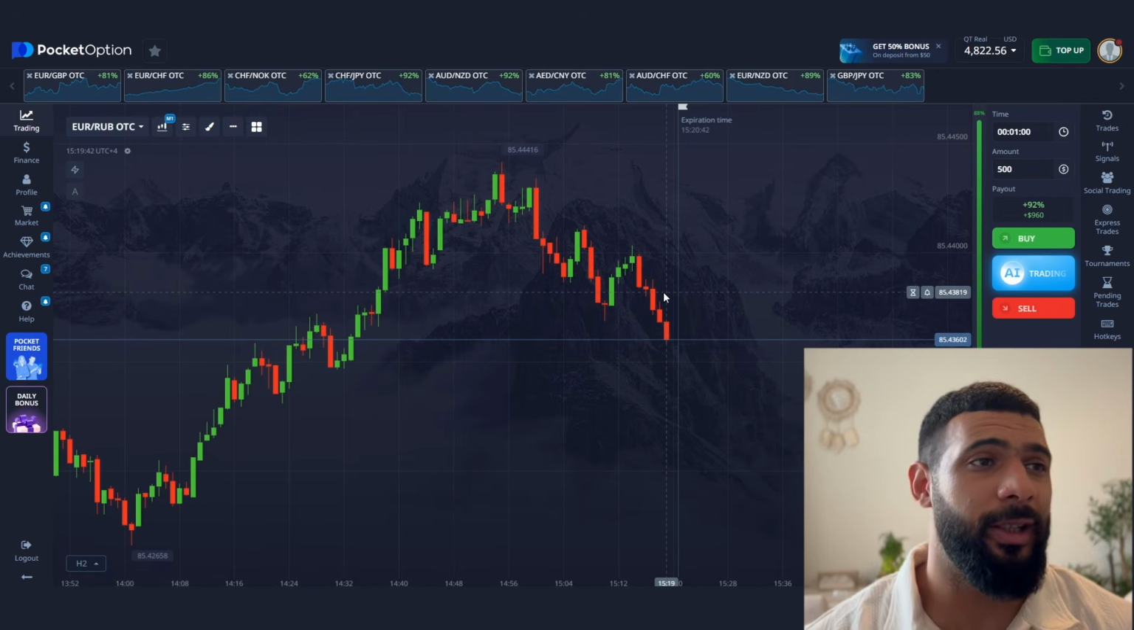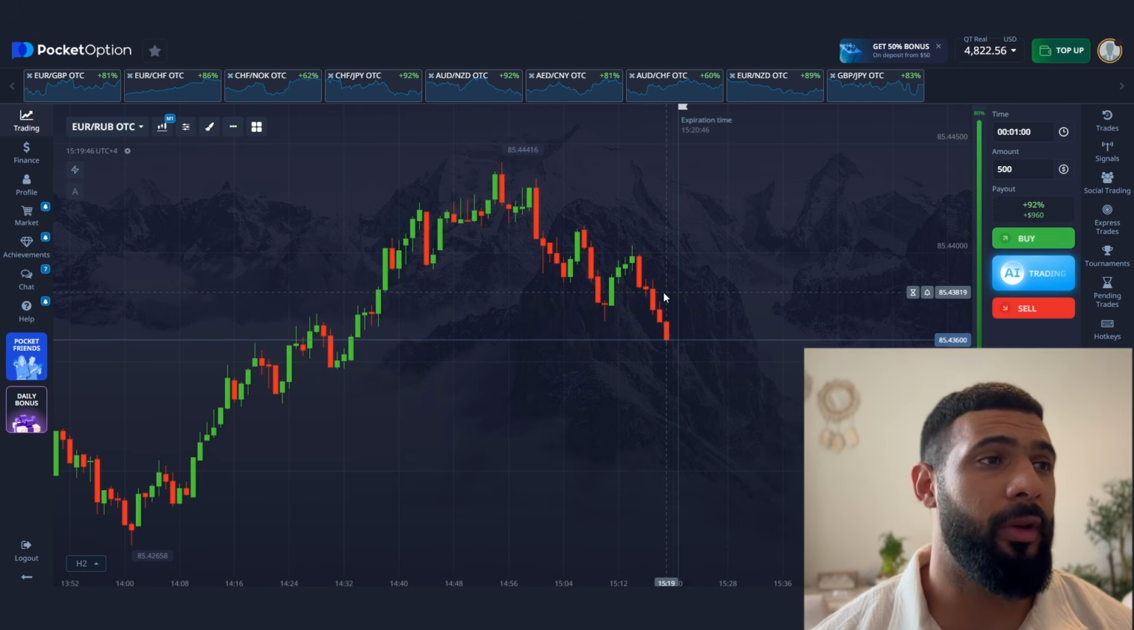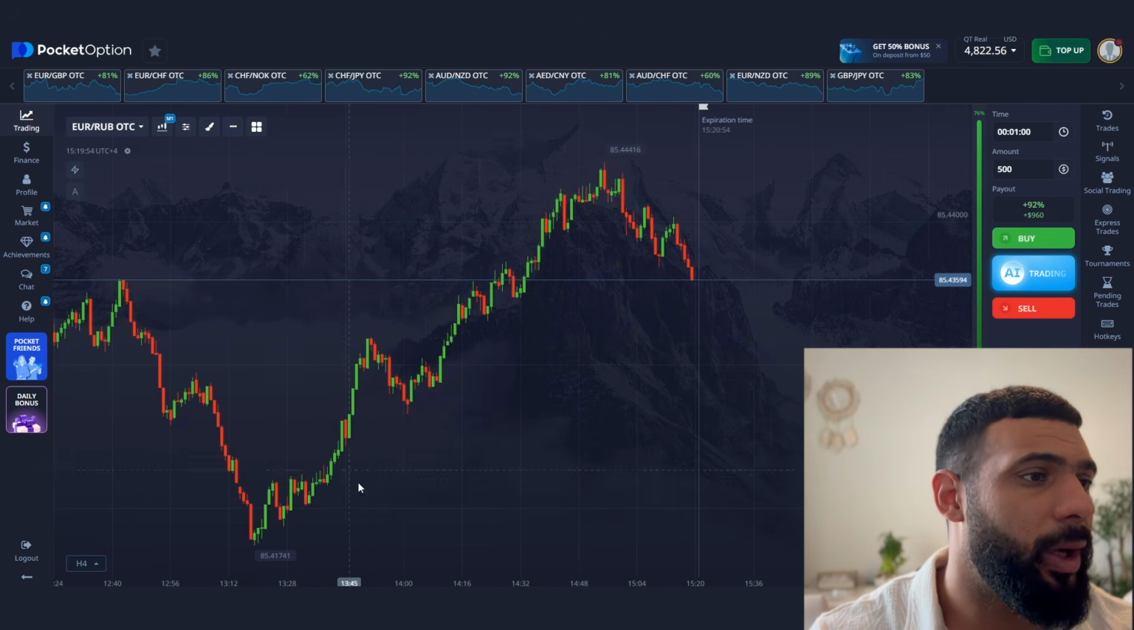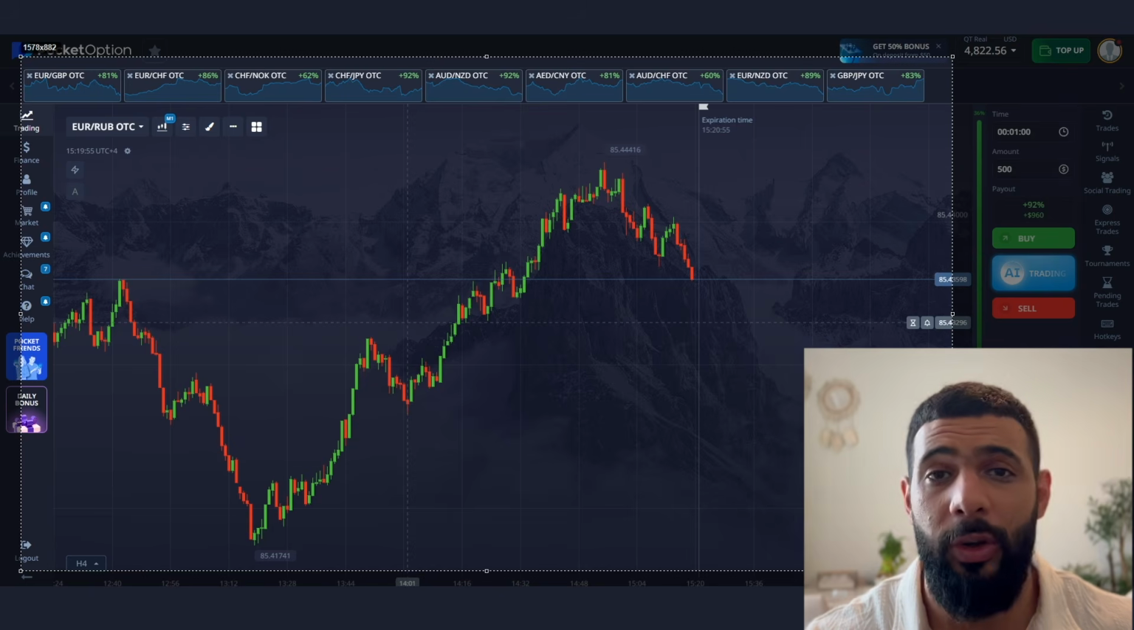And now let's start trading with analyzing the trend and the movement of the market. Take a look on this currency. Okay, let's pause this currency for a minute. Take a look together, guys.